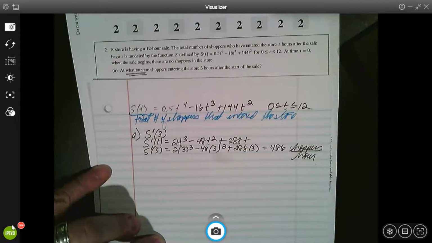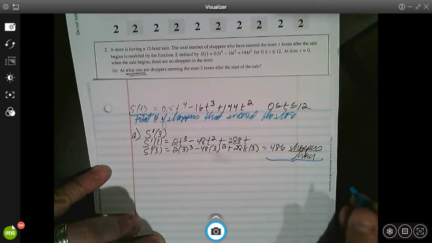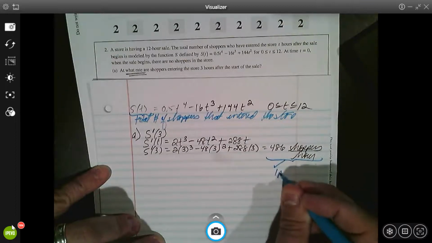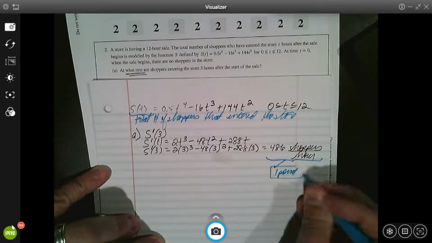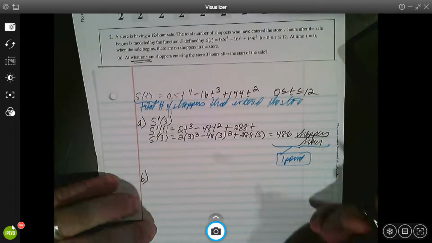In part A, it just says at what rate are shoppers entering the store? And so we're going to give the numerical answer, plus we're going to give the units, and that gets us 1 point. Not too bad. I would expect most students to get this one. Okay, let's go on. Let's look at part B.